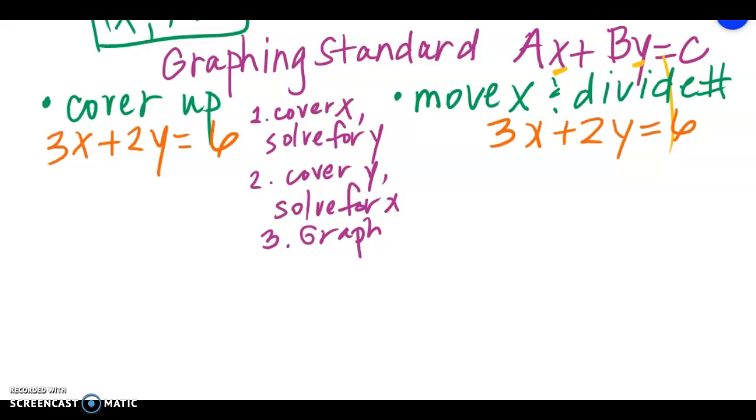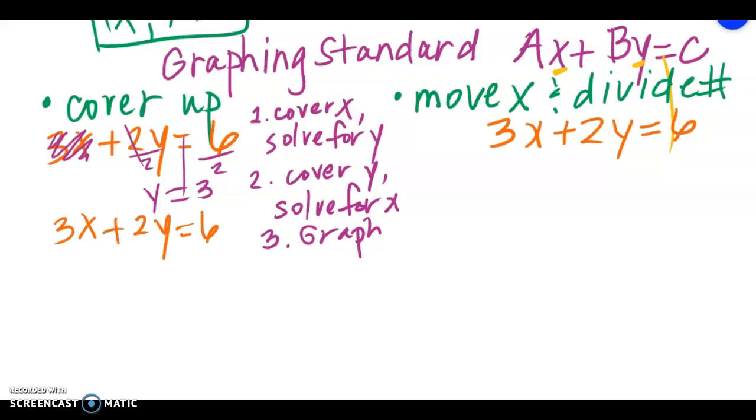Okay, so step 1 told me to cover x and solve for y. So if I cover x, that means that I don't want to see it. So now I have 2y equals 6. If I divide both sides by 2, then I get y is equal to 3. Okay, so if I have my original again, 3x plus 2y equals 6, now I'm going to do the second step, cover y, solve for x. So now I'm going to divide by 3 on both sides. So x is equal to 2.